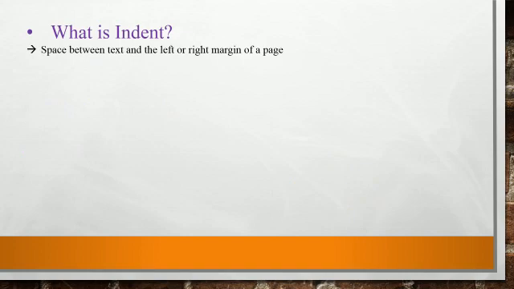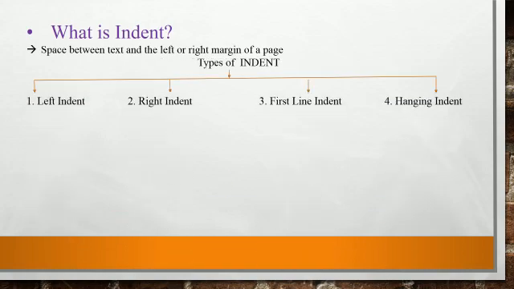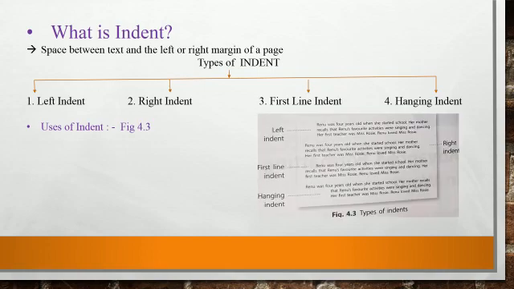Indent is the space between text and the left or right margin of a page. There are four types: left indent, right indent, first line indent, and hanging indent. If you follow figure 4.3, we see left indent sets the starting point of all the lines in a paragraph from the margin, whereas right indent sets the end point of all the lines in a paragraph from the margin. Likewise, first line indent sets the starting point of the first line of the paragraph, and hanging indent sets the starting point of all the lines except the first line of a paragraph.